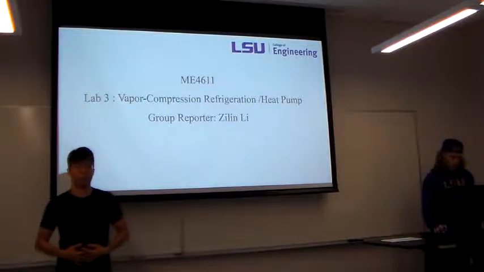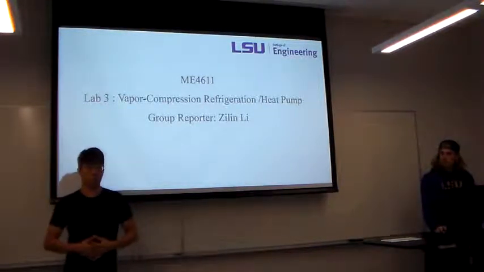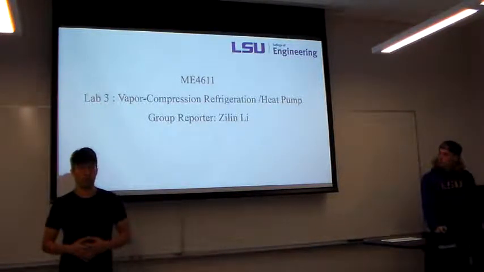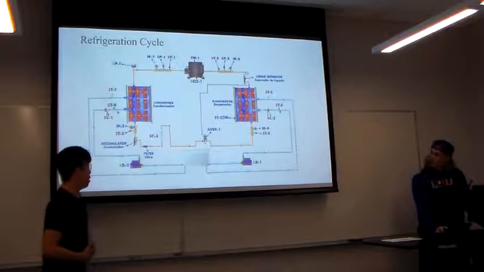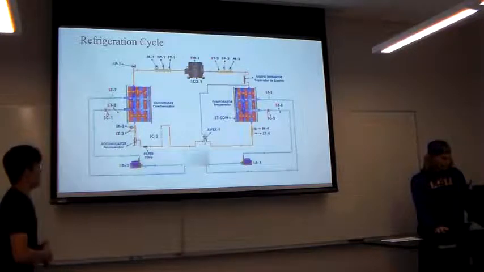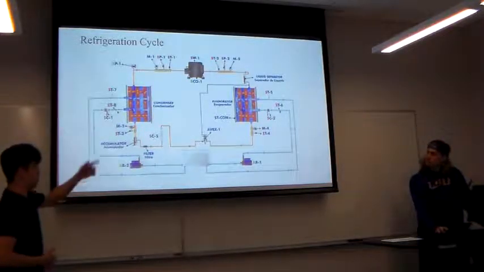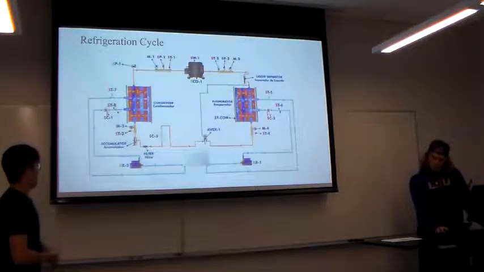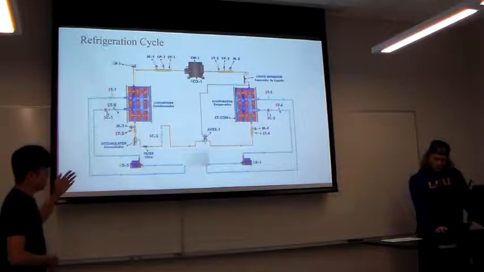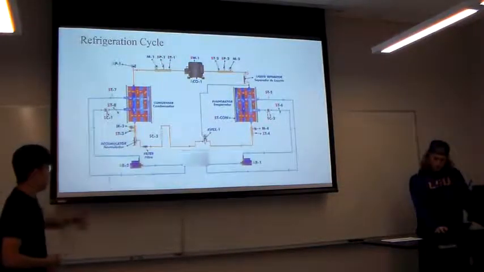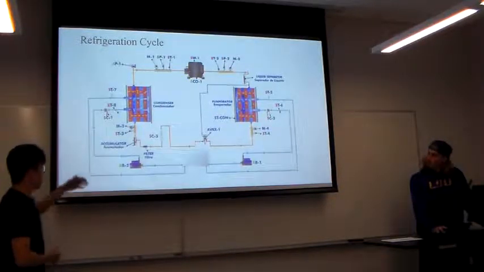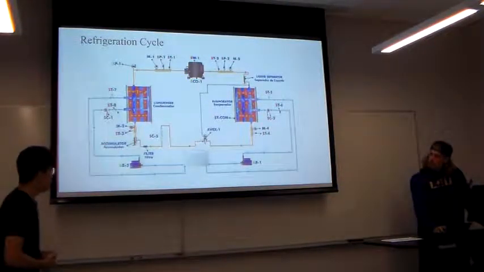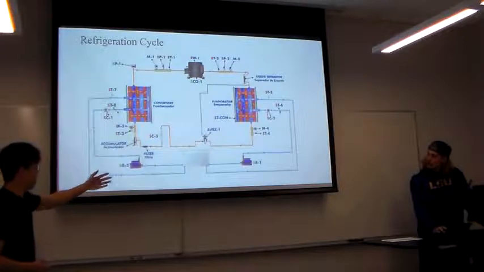Good afternoon. I'm Zilin Li, the group reporter for Lab 3D, refrigeration cycle for heat pump. This is the basic setup in the lab. At the top center, there's a compressor. On the left-hand side, there's a condenser. The right-hand side is the evaporator. There's an expansion valve connected between the condenser and evaporator. At the very bottom, there's a water tank.